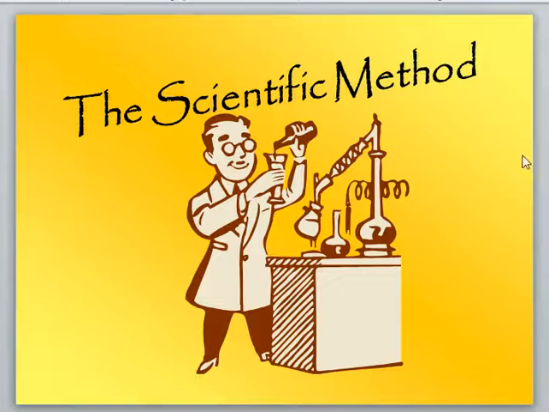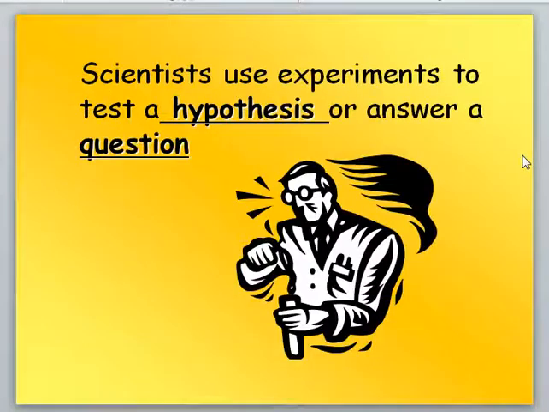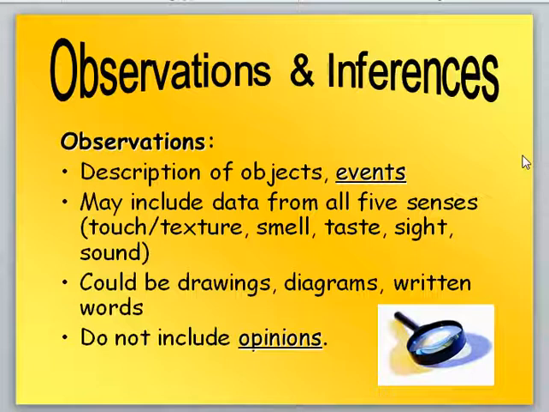The scientific method. This is the method used typically by scientists to do experiments in order to test their hypotheses or answer questions. Throughout the experimentation process, scientists use observations.